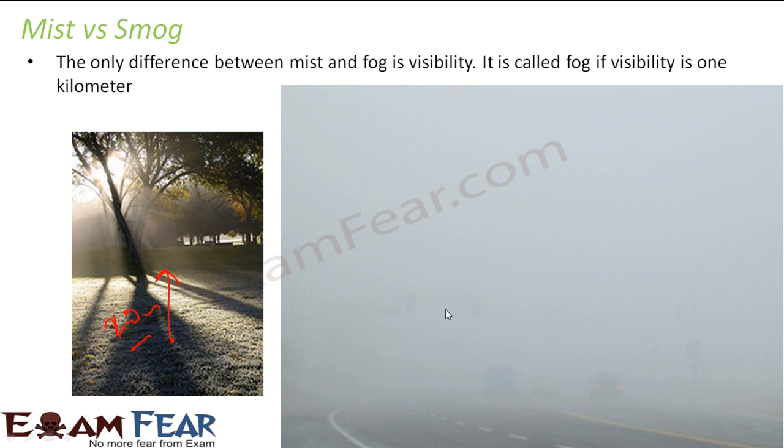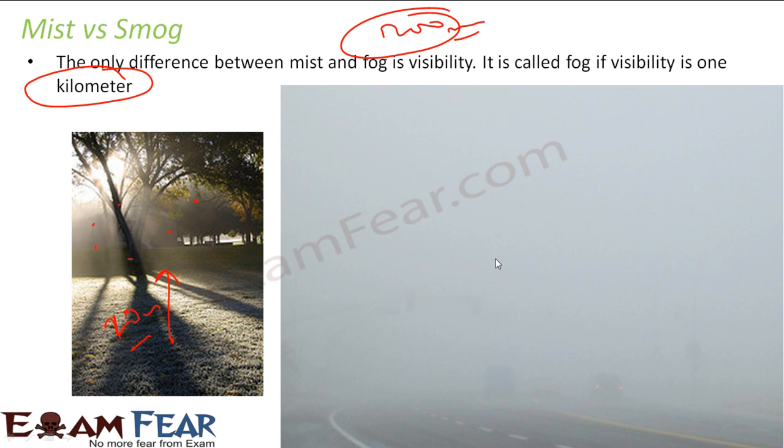So the visibility is less than a kilometer. You can't see things which are 1 kilometer far from you, right? Then it is fog. And this is not fixed. It depends from country to country. I think for UK, they say it is fog even if it is not visible in 200 meter. So if you can see things, even if I have my liquid droplets here, that is mist.